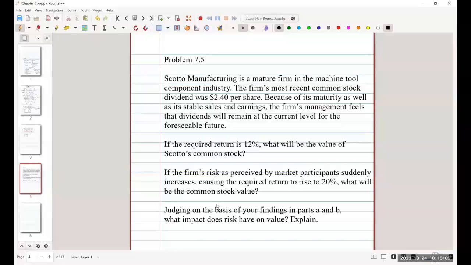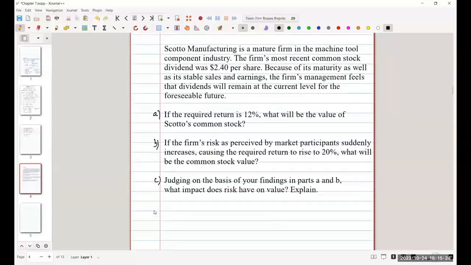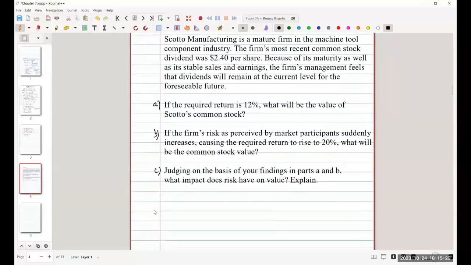So dividend per share, $2.40 per share, and that's going to be maintained for the foreseeable future. Then the first part of the question is, this is actually part A of the problem. This is part B, and this is C. If the required return is 12%, what will be the value of Scotto's common stock? So that's simple to do.